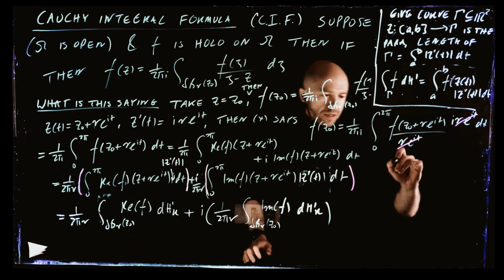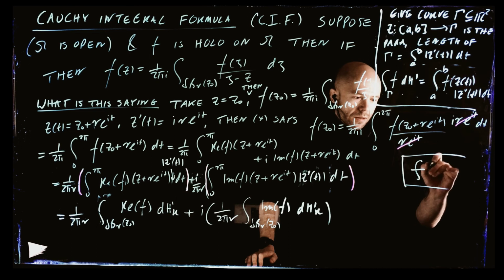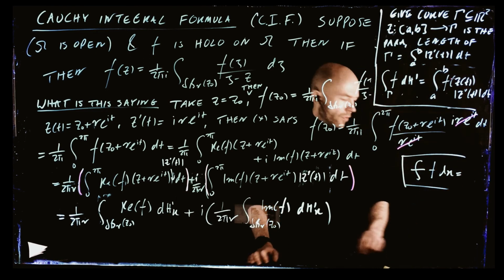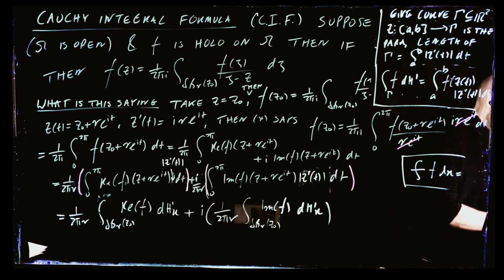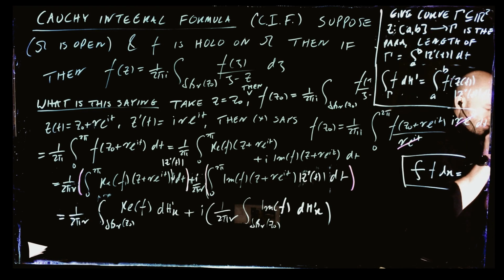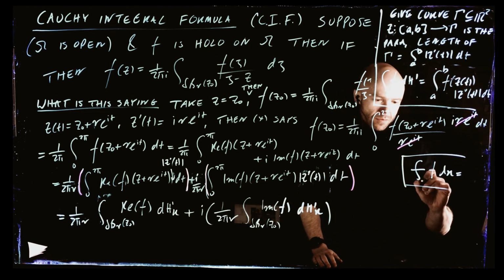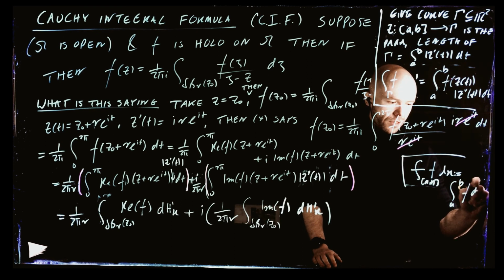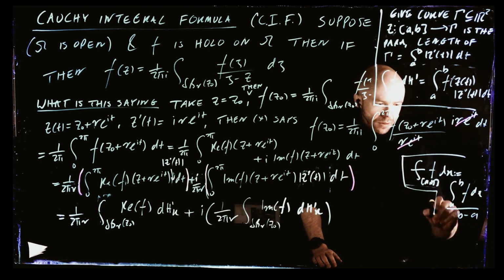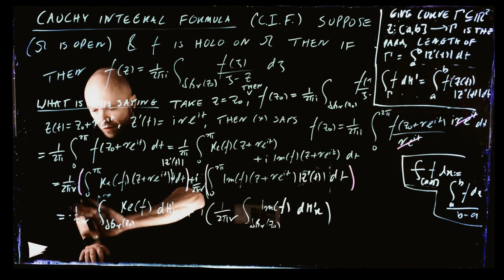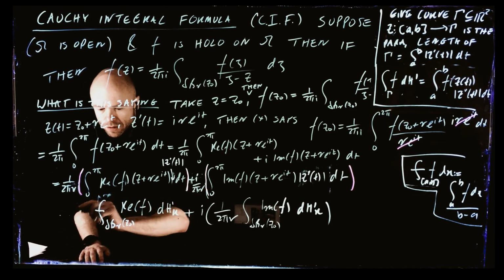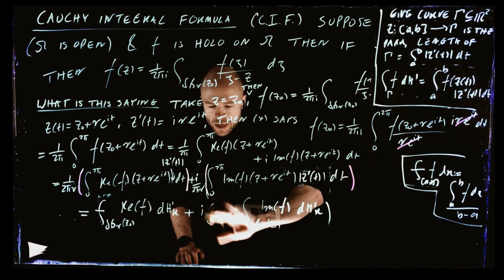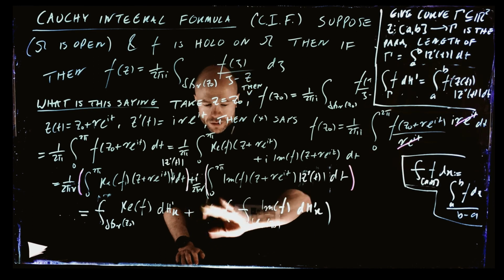Sometimes, well, not sometimes, we have this notation. This thing is the average of f. This thing is defined to be equal to the integral from a to b of f dx over b minus a. This is the average. This is common notation. So I could just write this like this. This is the average of the real part on the circle plus i times the average of the imaginary part on the circle.